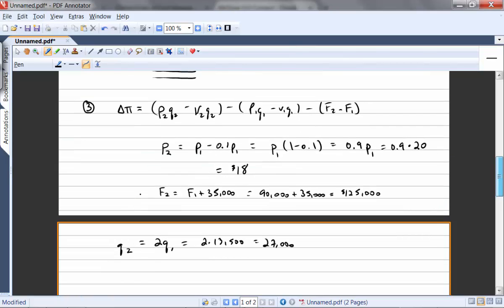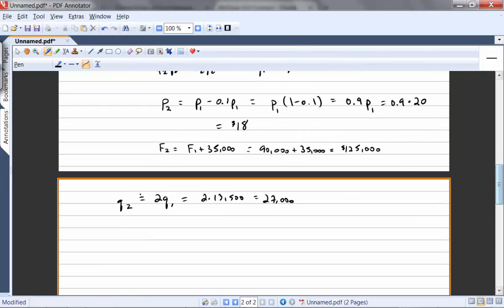So now that we have this, we can plug into our change in profit equation. P2 is 18 times Q2, 27,000, minus V2 times Q2. V2, the new variable expense per unit, that's just the same as the old variable expense per unit. We didn't change that, right? V2 equals V1. We didn't say anything about changing that. So the old variable expense per unit we found earlier was $14 per unit. And V2 is 14, and Q2 then is 27,000.